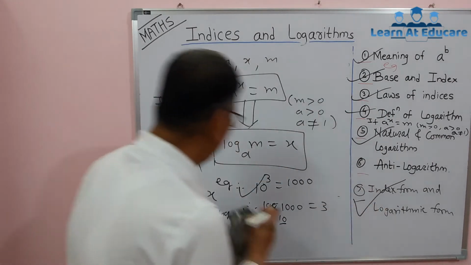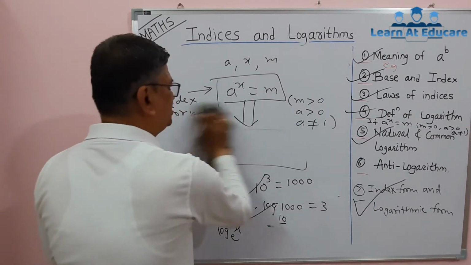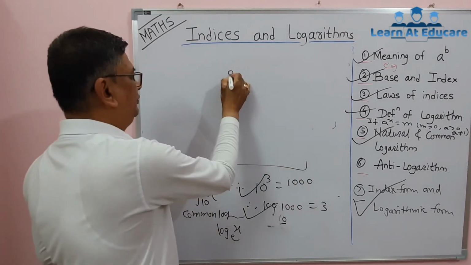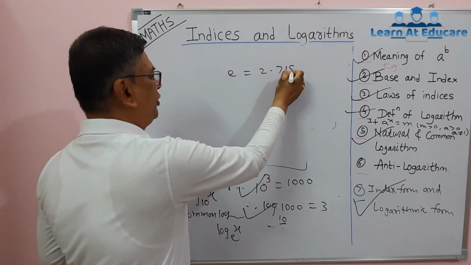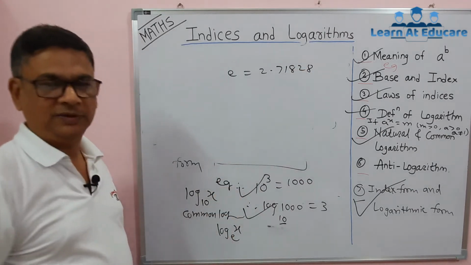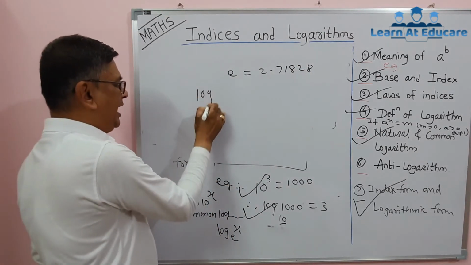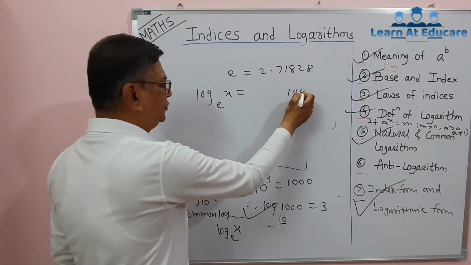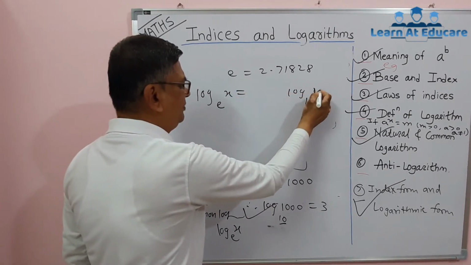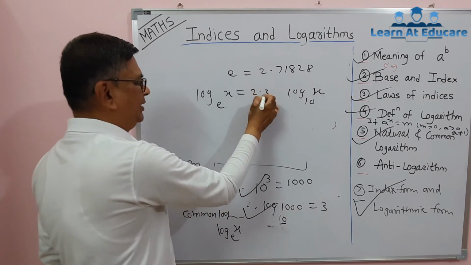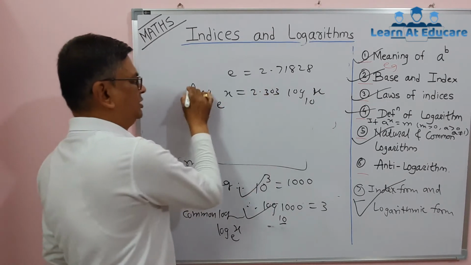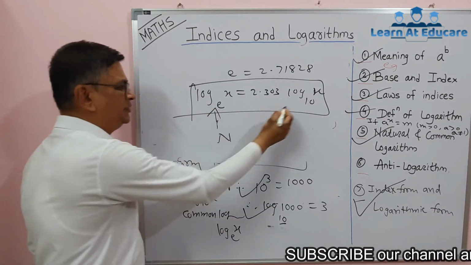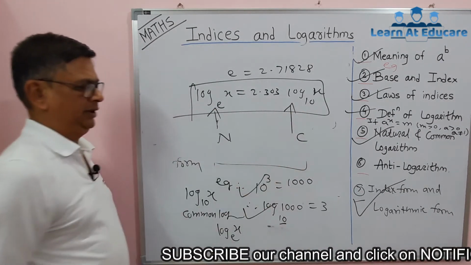In mathematics, many times we require this base e. What is e? e is a constant number with approximately the value 2.71828. And log of any number to the base e, if you want to convert it into log to the base 10 of the same number, then it should be multiplied by 2.303. That is the important relation between natural logarithm and common logarithm.